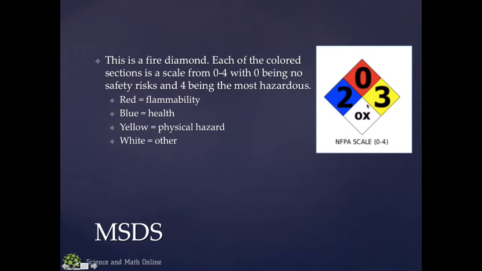So once again, you can look at this, and generally I like to see 1s and 0s for things I use in lab. Every now and then I'll see a 2. Concentrated hydrochloric acid would probably be a 3 or a 4 over here. But like I said, when I see 3s and 4s, I get nervous. And if I can avoid them, I will.